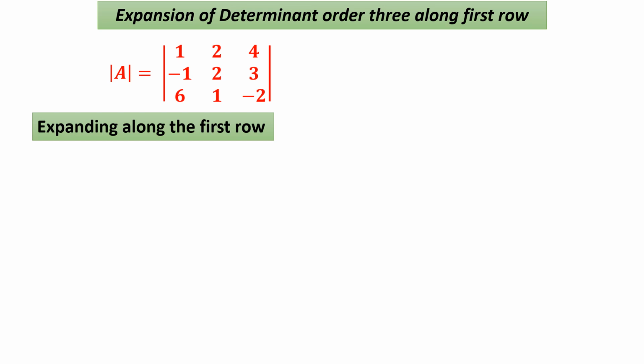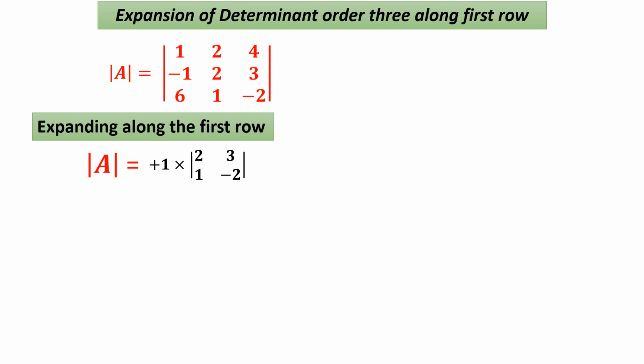First I will take one problem now. Order 3, along the first row I will expand. What do you have to do now? First 1 multiplied by the determinant obtained by removing the first row and the first column. You got it now? Minus 1 multiplied by 2, 3, 1 minus 2.